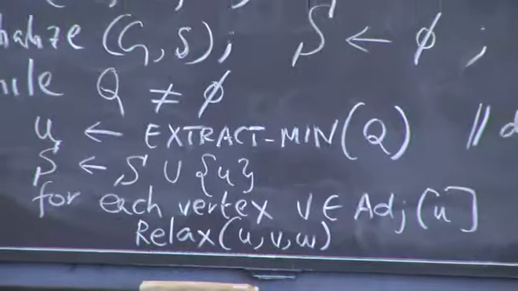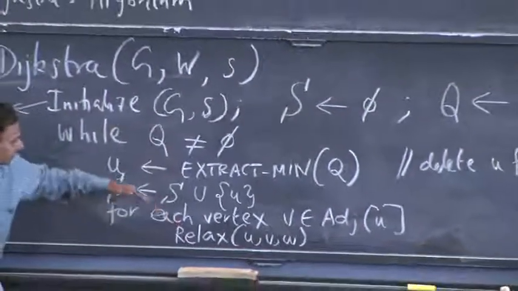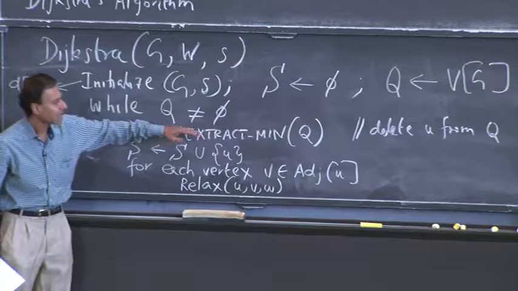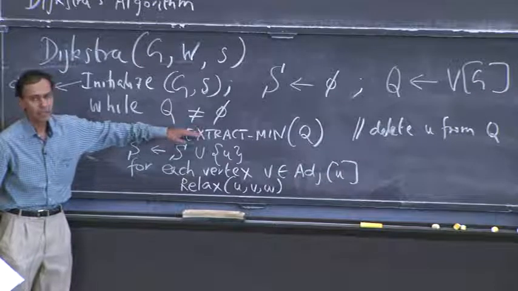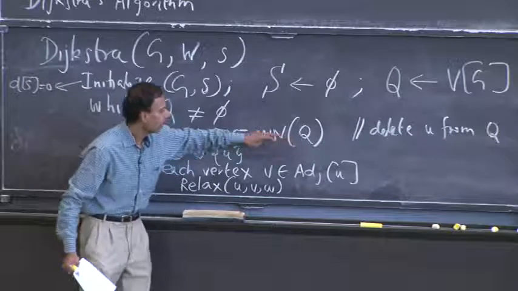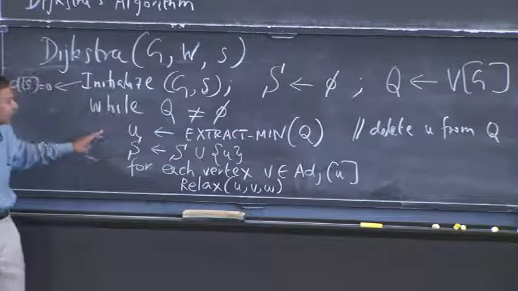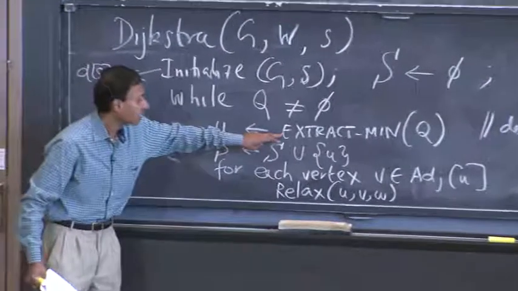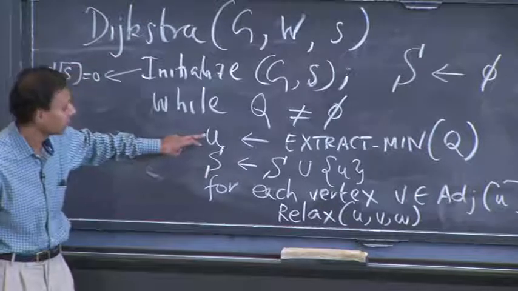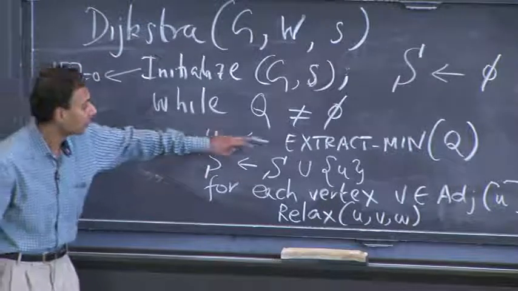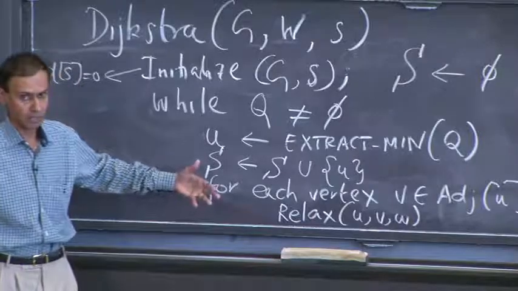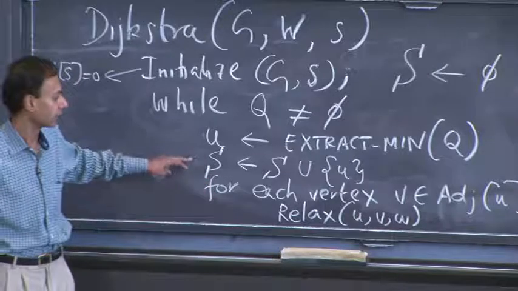It's a greedy algorithm. It's iterative. And the reason it's greedy is because of this step here. It's just picking the min priority from the unprocessed vertices Q and essentially claiming that this min value is something that you've already computed the shortest path for. So when you're putting something into S, you're saying, I'm done. I know the shortest path to this particular vertex.